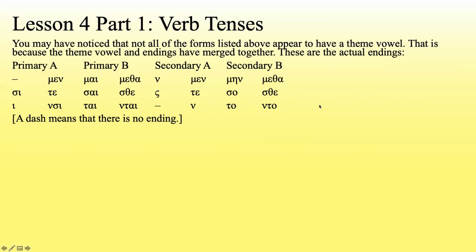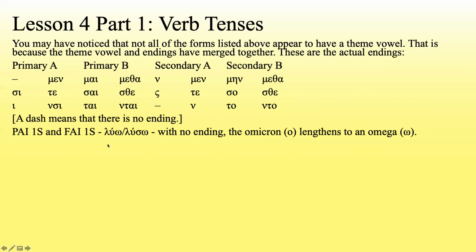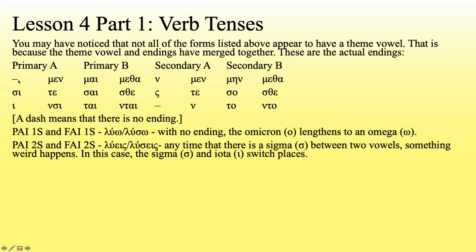And a dash means that there's no ending. So in the present active indicative first singular and future active indicative first singular, lu-o and lu-so, with no ending, the omicron lengthens into an omega. So that's how we got lu-o or leg-o or baptides-o. There was an omicron theme vowel and there was a nothing ending, so the omicron lengthened.